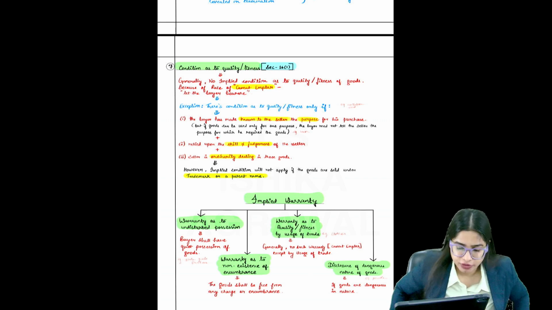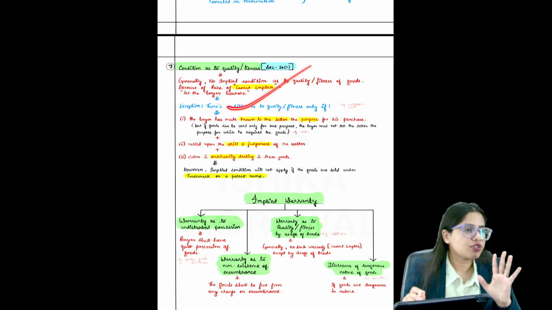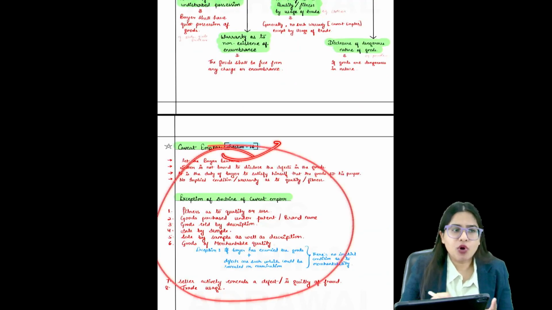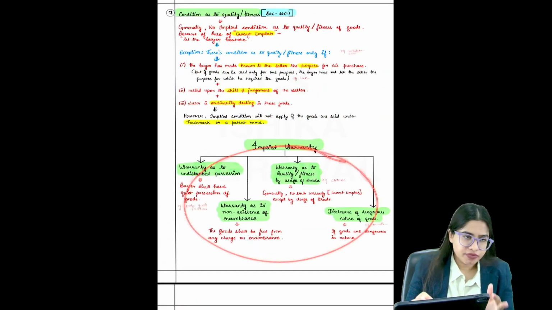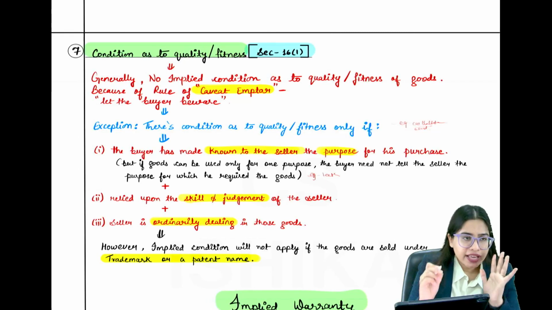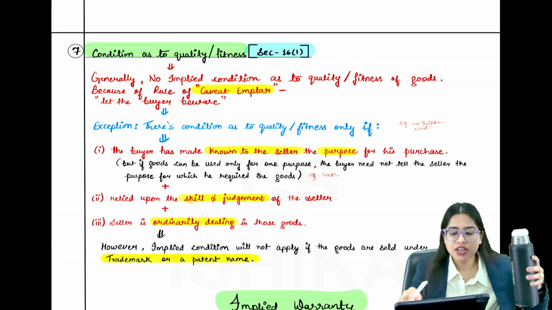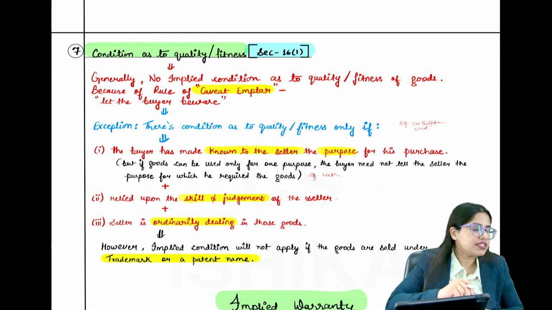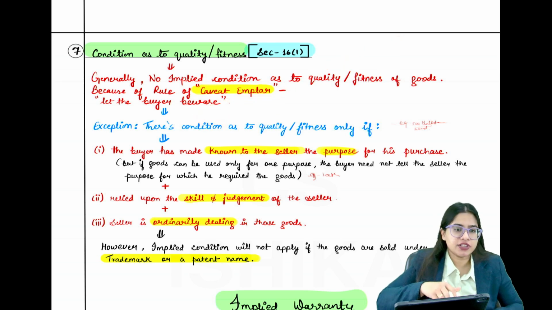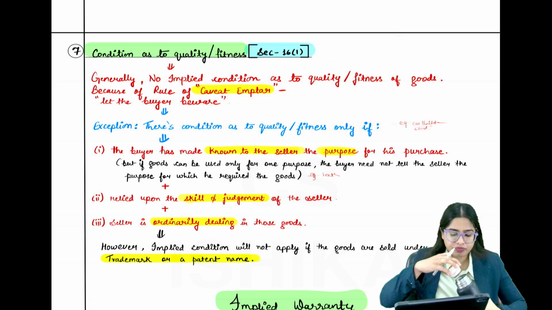Now listen very carefully. This is the last topic that we have to do. Caveat emptor is the same, copy paste. Implied warranty is very easy. Now the last mountain that we have to do is this. After that, consider your lesson done. After we are done with this condition as to quality or fitness, consider your unit 2 done.